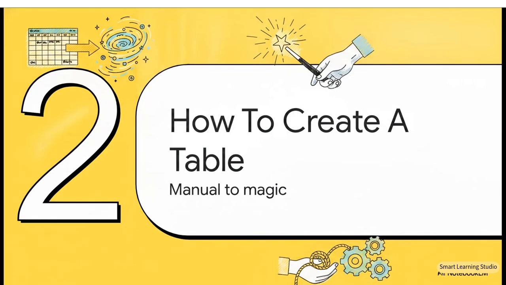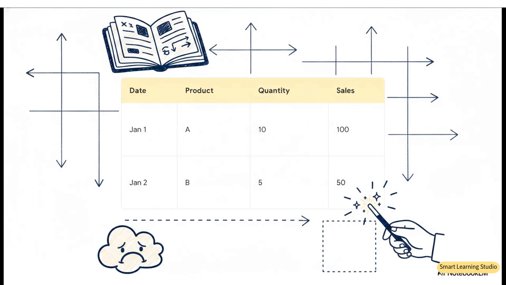Moving right along to Section 2, how to create a table. From manual to magic in seconds. Picture this. You've got this basic, raw sales data sitting right in front of you. You've got your date, your product, your quantity, and your sales. Now, right now, this is just a normal, unformatted range. It is completely lifeless. If you add a new row of data at the bottom, absolutely nothing happens. It's just sitting there, stubbornly waiting for you to do all the hard work.